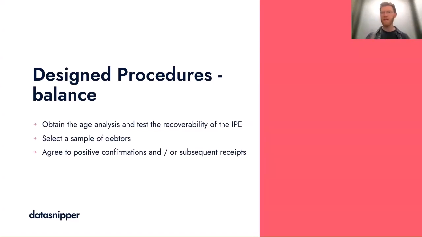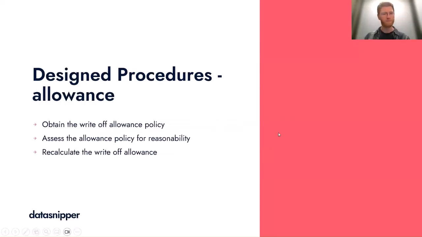Number one would be to obtain that age analysis and test for the recoverability of the IPE. So the key element here is focusing on you have received information from the client. You want to use that for your audit performance. And before you can actually use that as your starting point, you have to test whether or not that is relevant information and reliable for your approach. Once you're happy with that, you will select a sample of your debtors and trace that through to positive confirmations and/or subsequent receipts. So really the core part of that audit work comes through in that third bullet point.